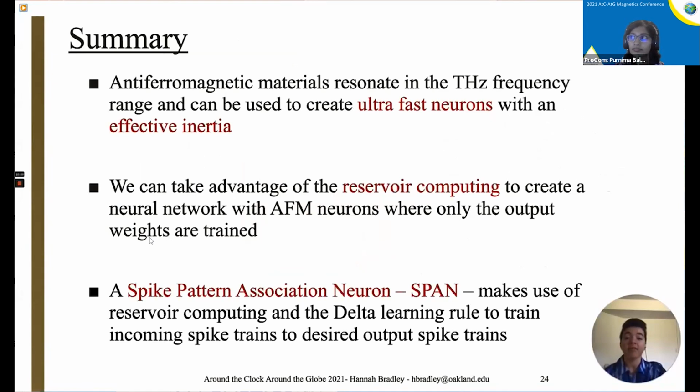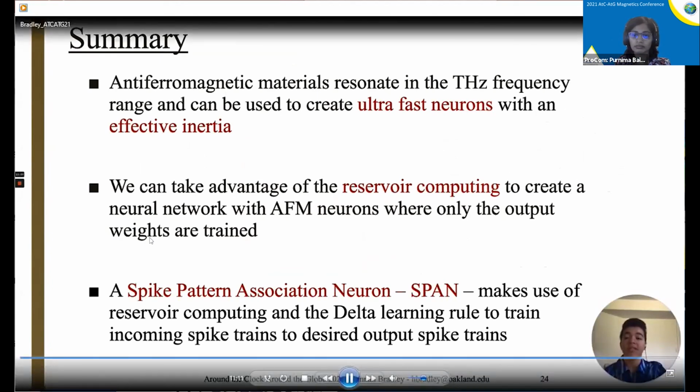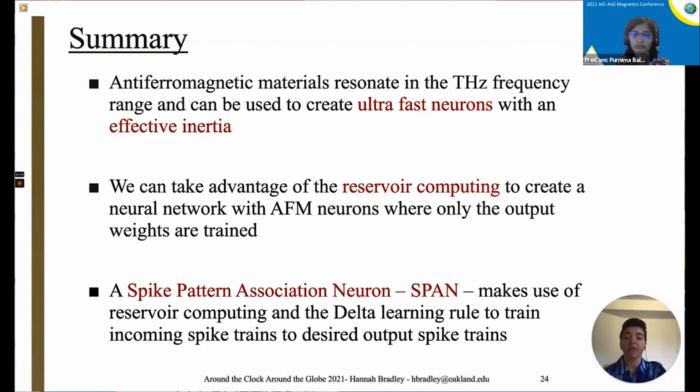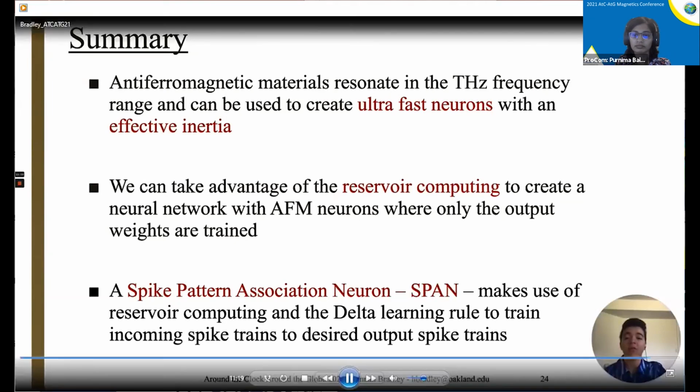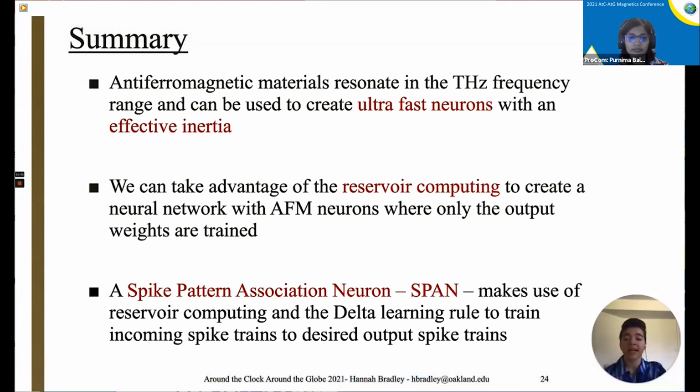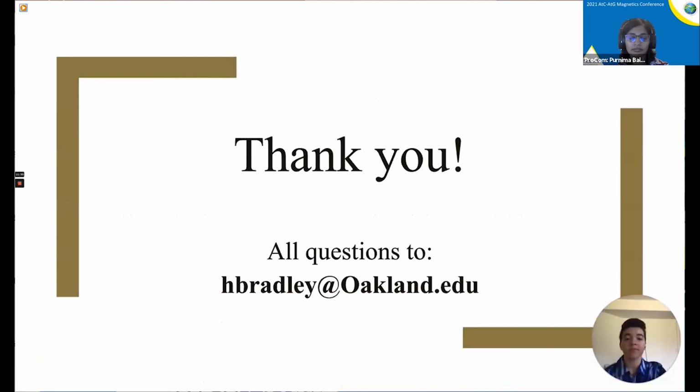In summary, antiferromagnetic materials resonate at a terahertz frequency range and can be used to create ultra-fast neurons with an effective inertia. We can take advantage of reservoir computing to create a neural network with AFM neurons where only the output weights are trained. A spike pattern association neuron, or SPAN, makes use of reservoir computing and the delta rule to train incoming spike trains to the desired output spike trains.